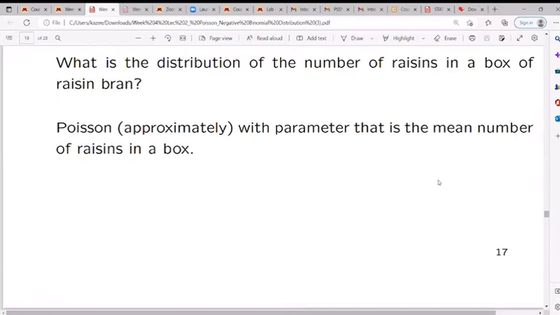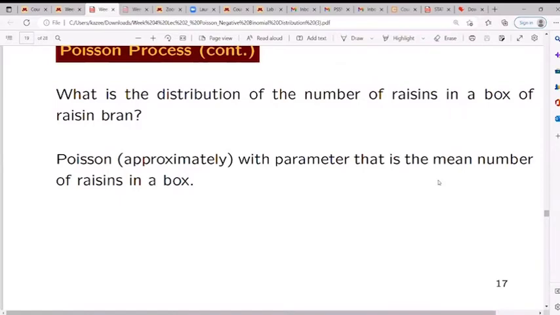We have a technique in statistics that we can use to figure out the probability distribution of a random variable, because we basically want to know whether it's a Poisson distribution, or a geometric distribution, or discrete uniform, and so on. Now if it is a Poisson distribution, I just ask a question: what is the distribution of the number of raisins in a box of raisin bran?